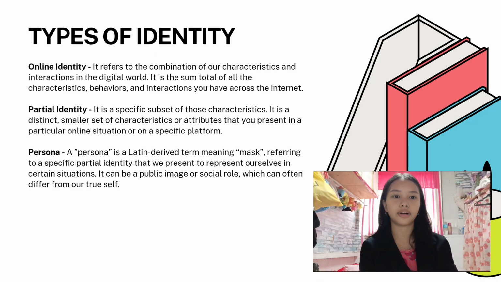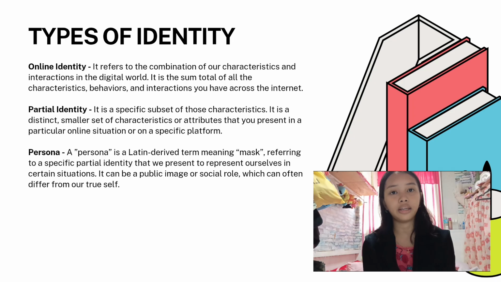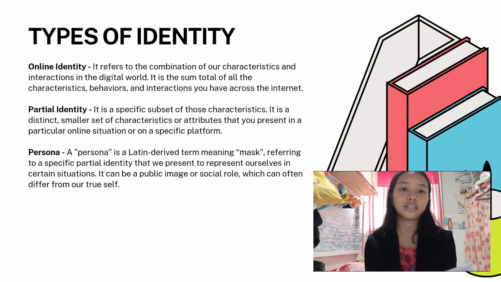So right now, we're going to talk about the types of identity, which are the online identity, partial identity, and the persona. First of all, we have the online identity. It refers to the combination of our characteristics and interactions in the digital world. It is the sum total of all the characteristics, behaviors, and interactions we have across the internet. In short, it is how we show ourselves through online platforms.